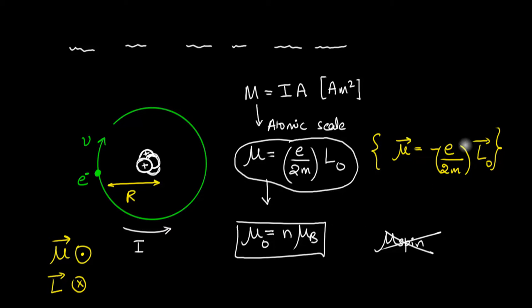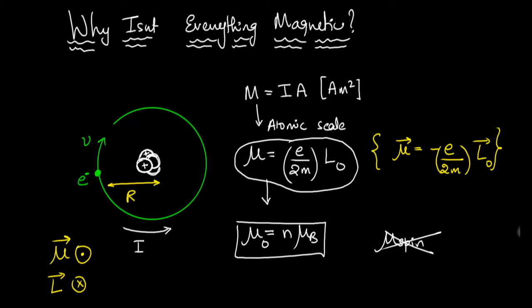So, long story short, the summary is that electrons going around the nucleus create a magnetic moment, and that makes an atom a tiny magnet. But then you should ask the most human question ever, and that should be the title of this particular episode: why isn't everything magnetic? When you start learning physics properly, you start asking the right questions.